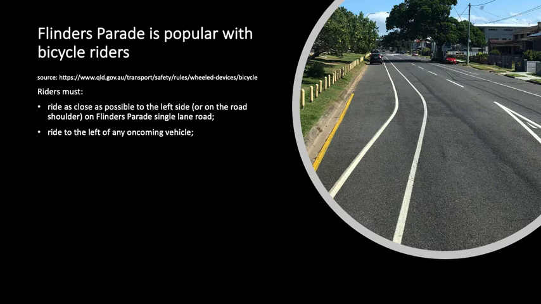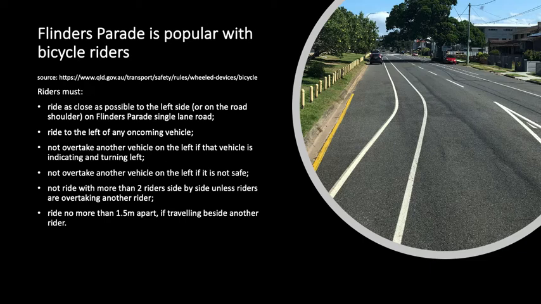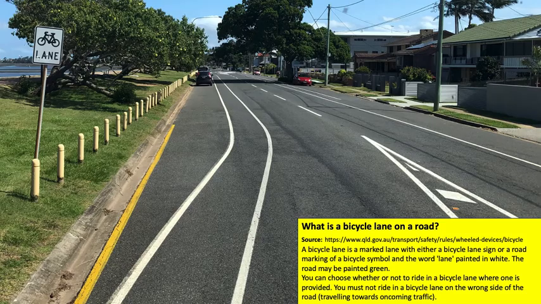Ride to the left of any oncoming vehicle. Not overtake another vehicle on the left if that vehicle is indicating or turning left. Not overtake another vehicle on the left if it is not safe. Not ride with more than two riders side by side unless riders are overtaking another rider. Ride no more than 1.5 meters apart if traveling beside another rider.